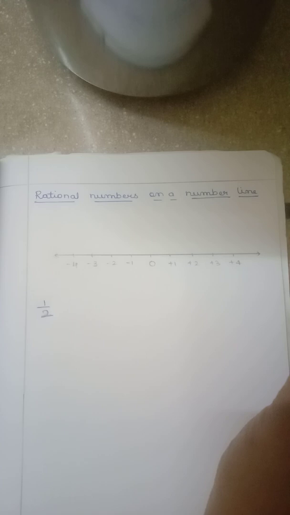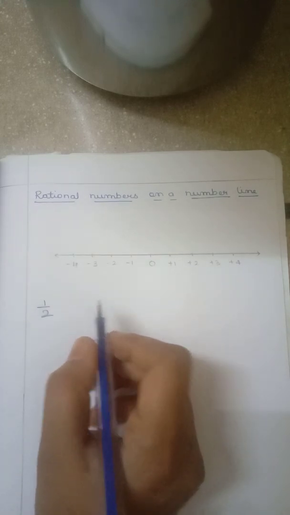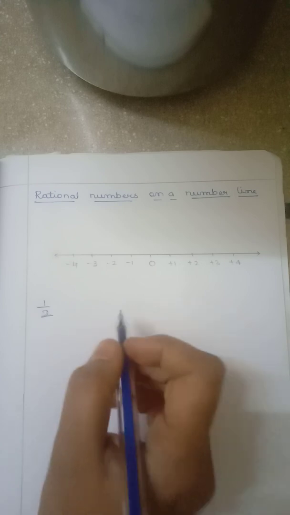So now how to locate these rational numbers? Now for example, the rational number is 1 by 2. How to locate this 1 by 2 on the number line? So where to locate, in between which two whole numbers it comes? To find out that, firstly see whether the rational number is a proper fraction or improper fraction.